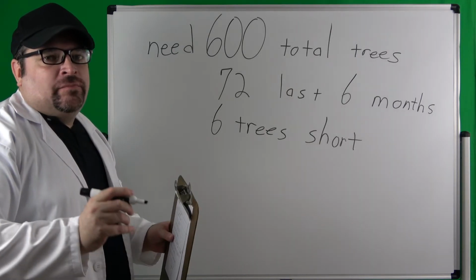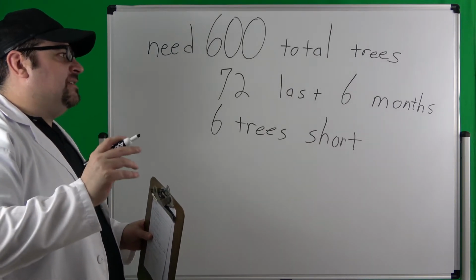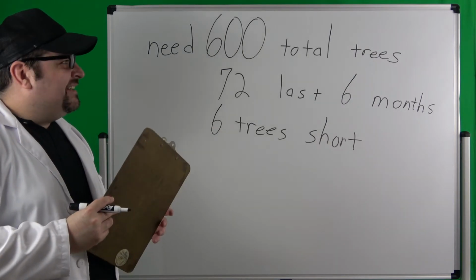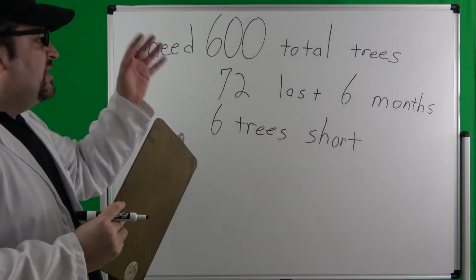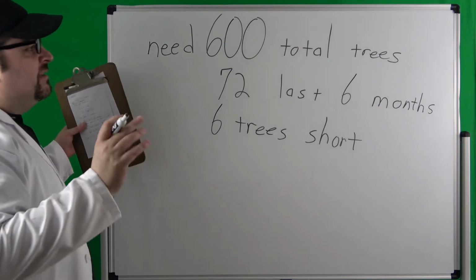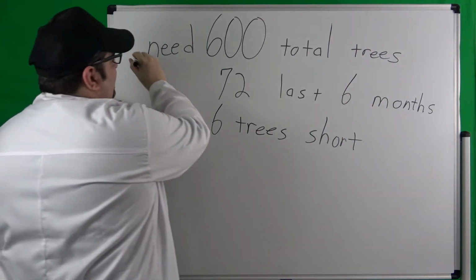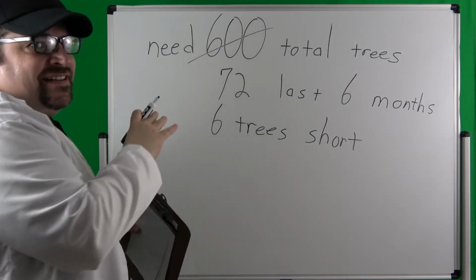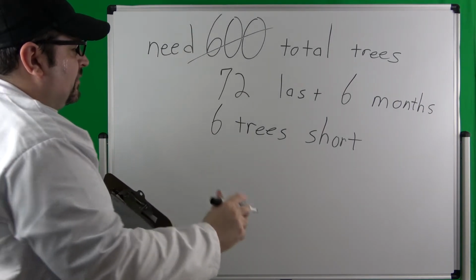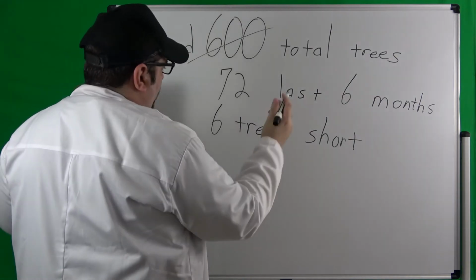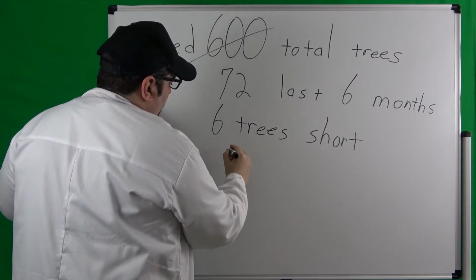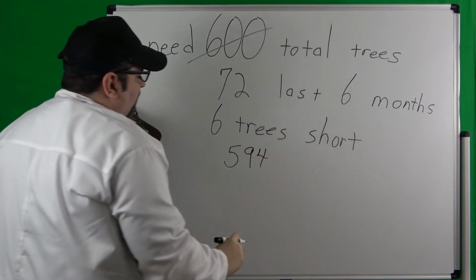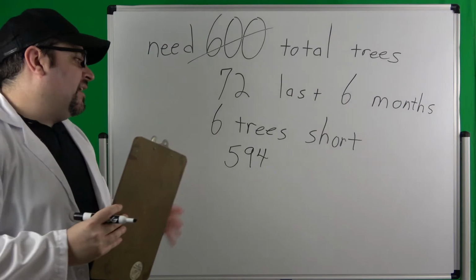Alright, this problem sure has a bunch of word salad in it. And it's also one of those problems that has numbers we don't need. Like, we don't need to know that they needed to get 600 total trees. Why? Because they didn't get to 600 trees. How many did they get to? They fell 6 trees short. So they got to 594. That's how many trees they got.